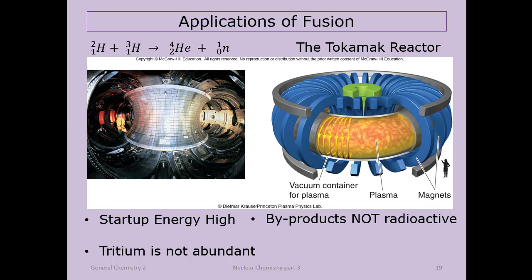The good part of this, beyond the high energy that's created, is that the byproducts are not radioactive in this case. You basically have a helium particle and a neutron. Of the particles, these are the safer ones to create. The other good part is that the other feed source, deuterium, is very abundant.